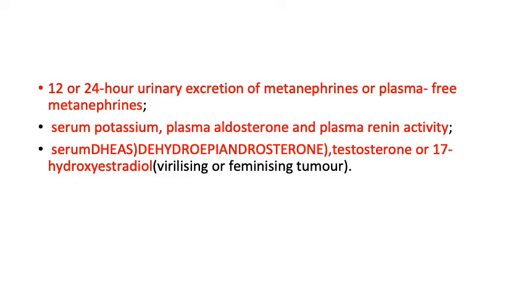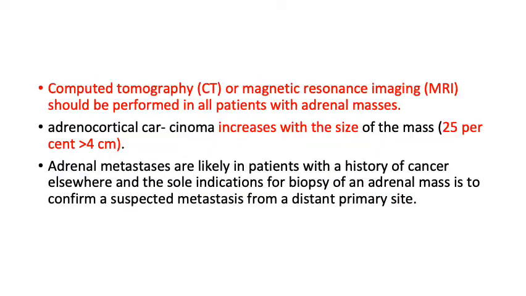And the measurement of 12 or 24 hours urinary excretion of metanephrine or plasma-free metanephrine. This indicates the presence of pheochromocytoma. Also, measurement of serum potassium, plasma aldosterone, and plasma renin activity. Also, the measurement of serum dehydroepiandrosterone and testosterone or 17-hydroxyestradiol, and this indicates the presence of virilizing or feminizing tumor.